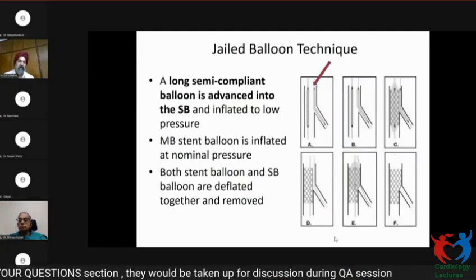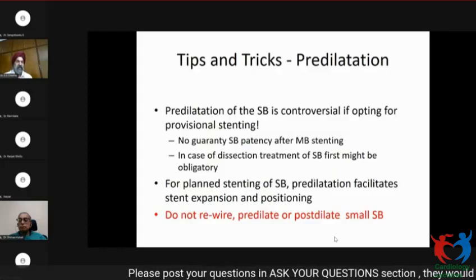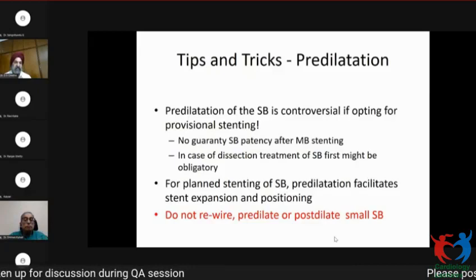The second rule is lesion preparation. Generally, if we are not stenting the side branch, we don't pre-dilate, because there is no guarantee that if you dilate it, it will stay patent after main branch stenting. And most importantly, if you induce dissection and cause slow flow, then you're committed and will have to cross over to the two stent technique.